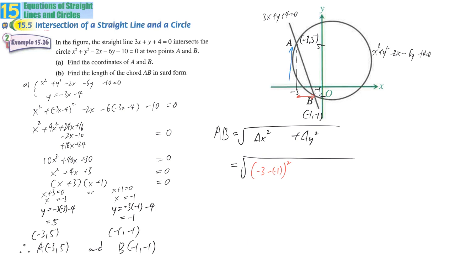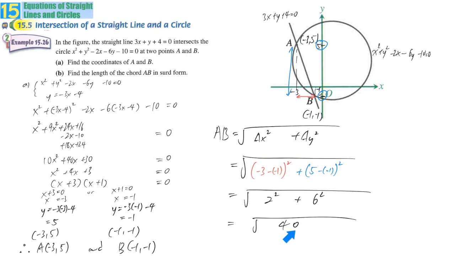For the height difference, that means the y difference, it is the difference between the y coordinate of A and the y coordinate of B. So we have 5 minus negative 1 whole thing squared, which is equal to horizontal distance 2 squared plus vertical distance 6 squared. We have square root 40. But however, in surd form, this is not simplified enough.